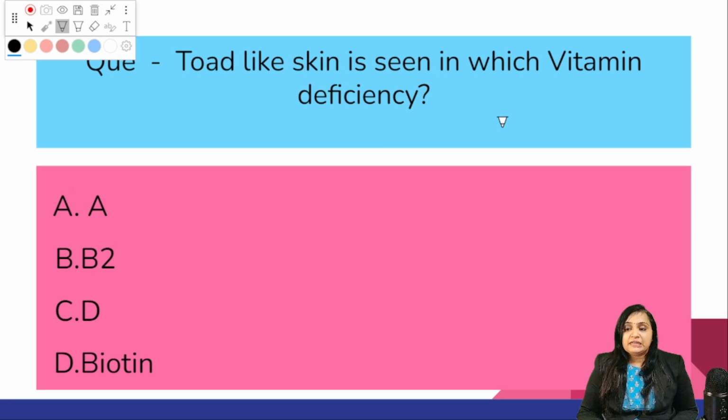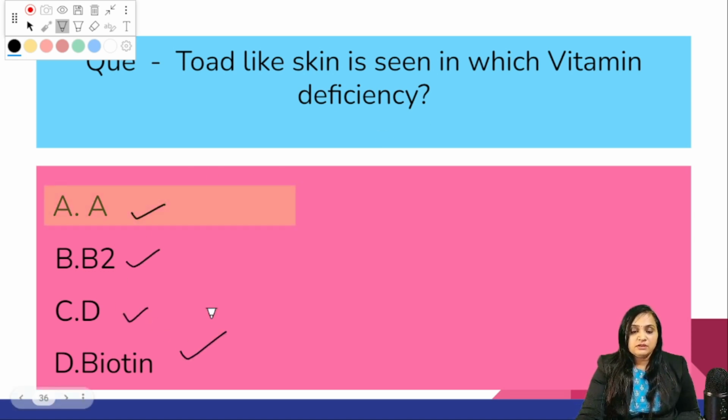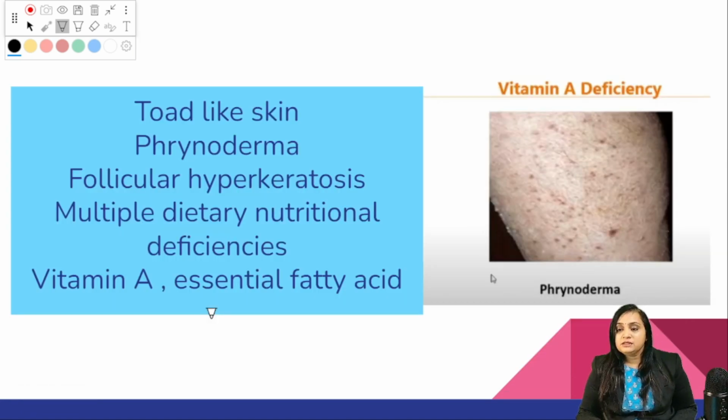Toad-like skin is seen in which vitamin deficiency? A, B1, D or biotin? Just now we have discussed. The correct answer is vitamin A. This is toad-like skin, which is also called phrynoderma. It is follicular hyperkeratosis which is seen in multiple dietary nutritional deficiencies, namely vitamin A as well as essential fatty acid.